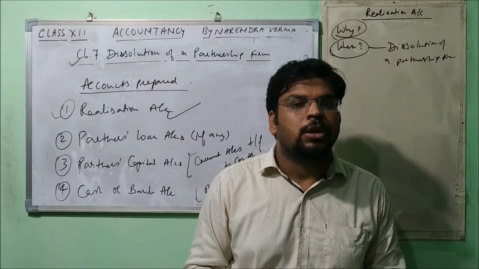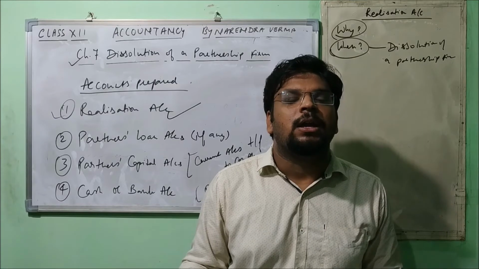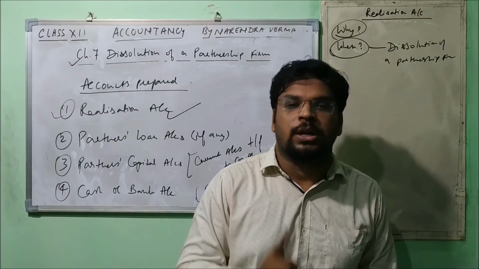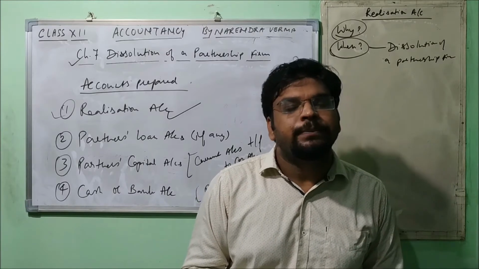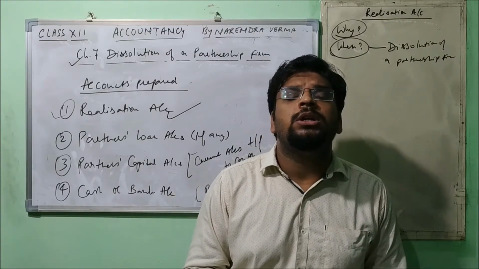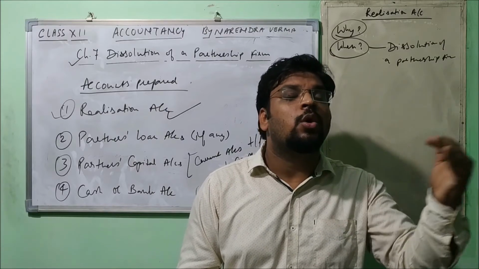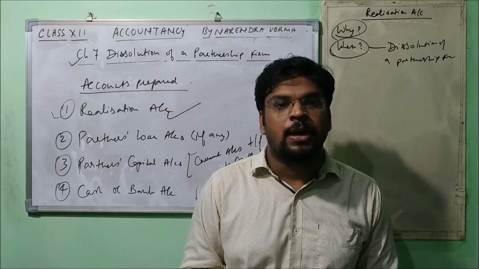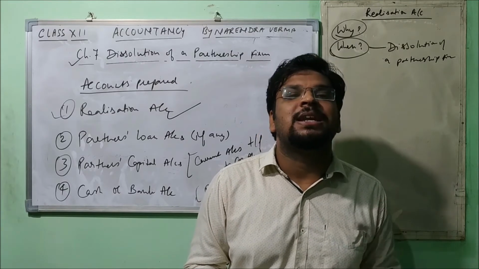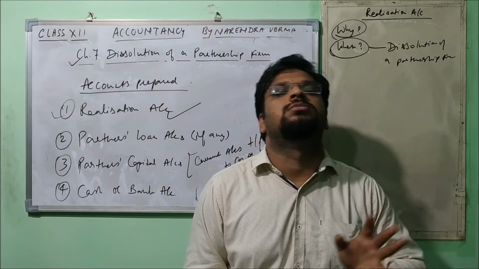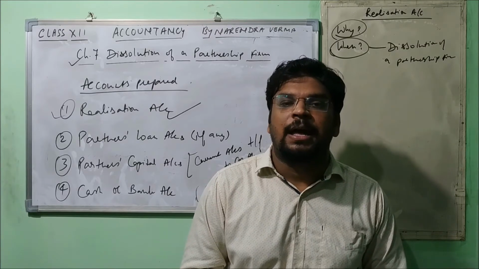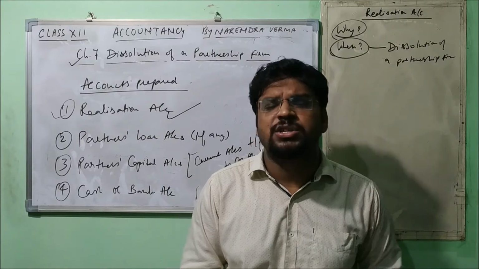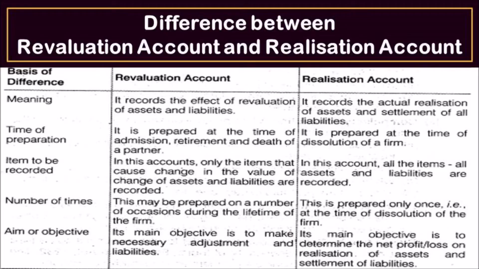So revaluation account can be prepared multiple times, but realization account is prepared only once, right? One more thing, in revaluation account only the increase or decrease in the value of assets and liabilities is recorded. But here the entire assets and liabilities are transferred and dissolved. Fine. And then these are realized and liabilities are paid. This is done in this. Understood the point?